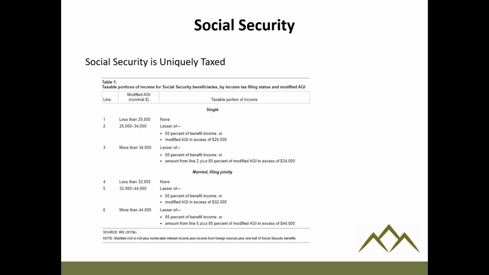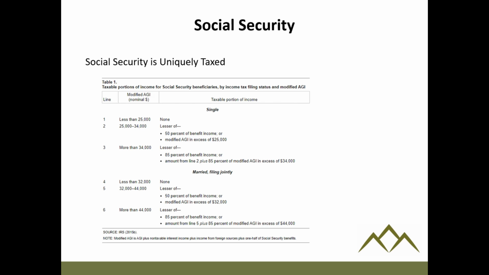If it's in the next range, 32 to 44, you're going to pay taxes on the lesser of either 50% of the benefits that you get or the modified AGI in excess of the 32,000. And there are instances within that phase-in range where either one of those could be the lesser figure. If your modified AGI is more than 44,000, and again, these figures are applicable to last tax year, 85% of the benefit income is taxable. That's the most of Social Security that is taxable for anyone. Many people find it pretty easy to get into that 85% taxability.